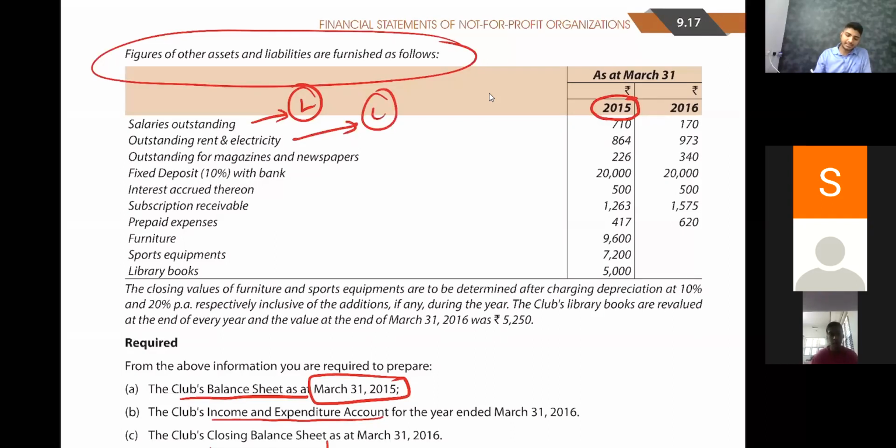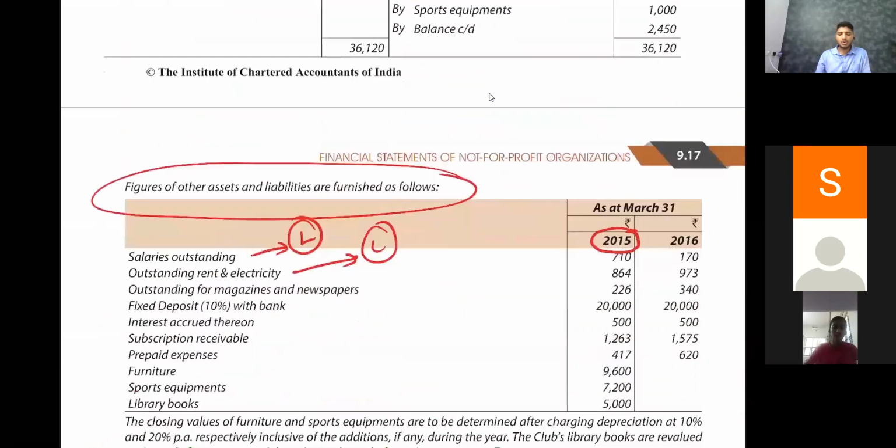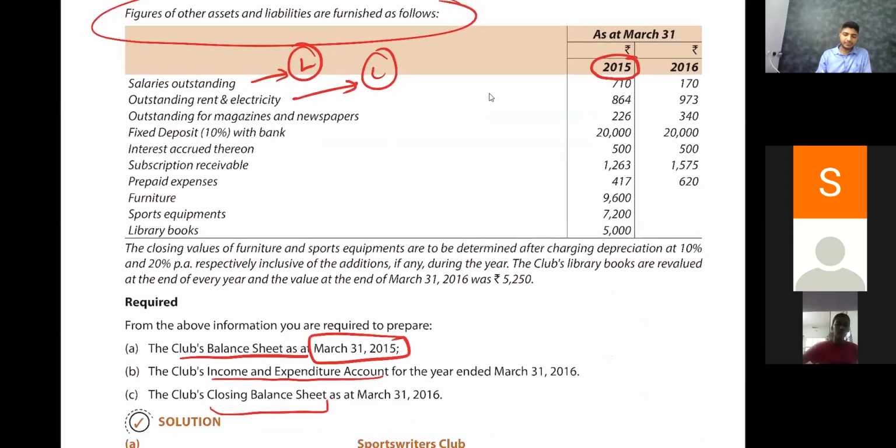Outstanding for magazines and newspapers. You may not know whether it is asset or liability, because it could be receivable or payable, but outstanding for magazines and newspapers. My question is, am I into selling newspaper business? No, I am into club. So if I have to pay for magazines, then it is liability.